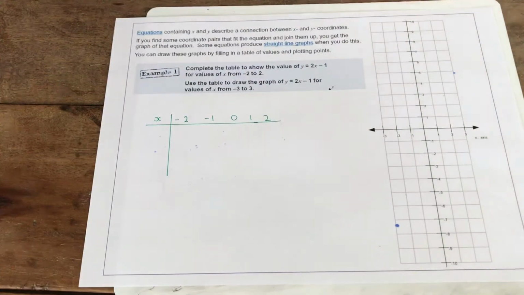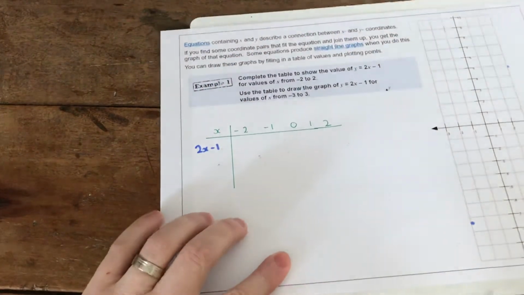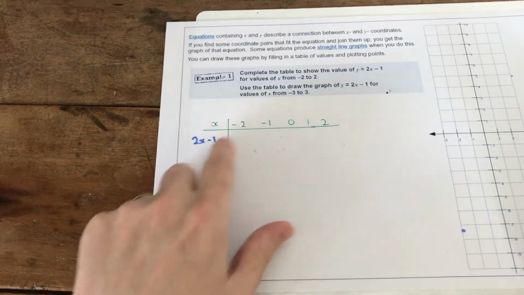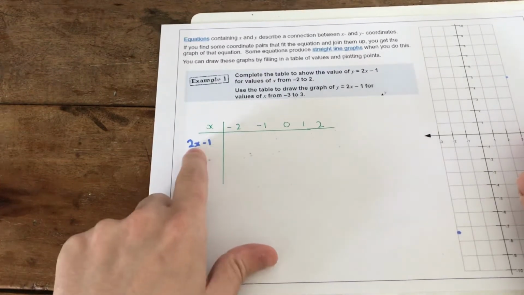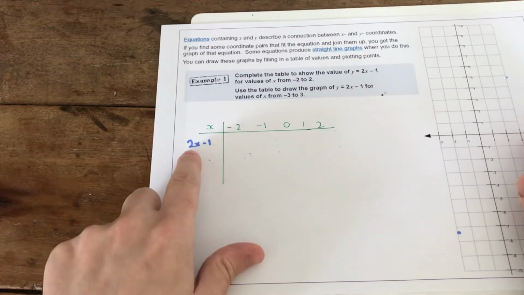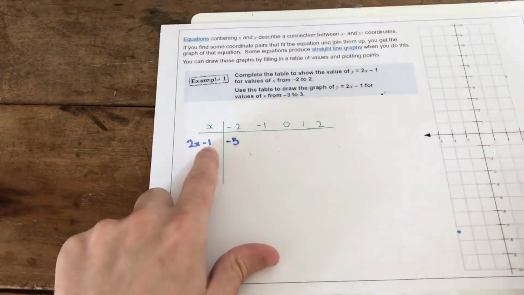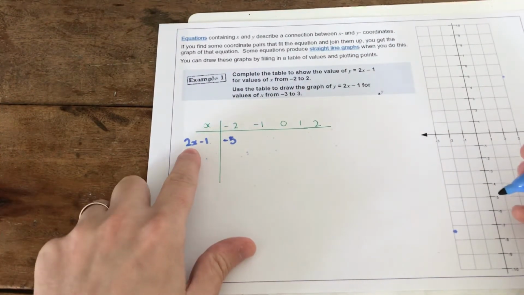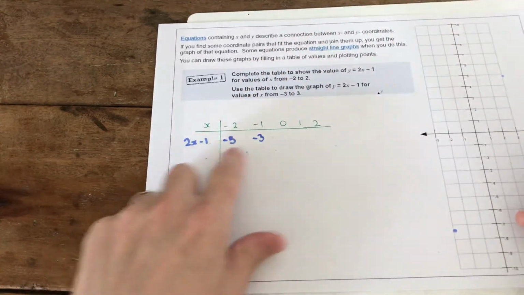Some students may prefer to jump straight to 2x minus 1, and I'll show you how to do this. So we would say that 2x minus 1 would substitute each of our values into this. So we'd say minus 2 times 2 is minus 4. Take away 1 gives us minus 5. Minus 1 times 2 is minus 2. Take away 1 is minus 3.